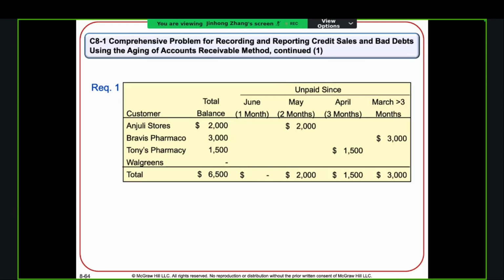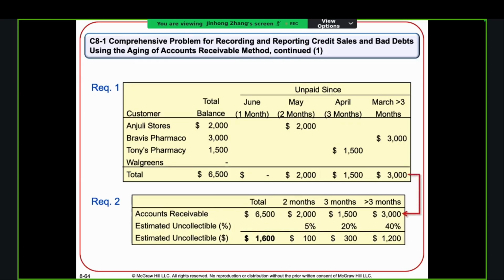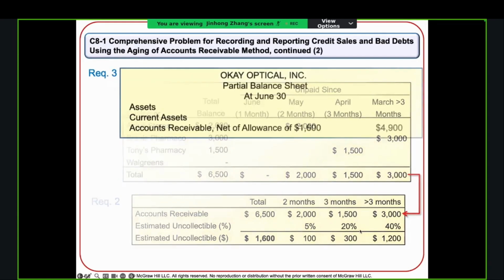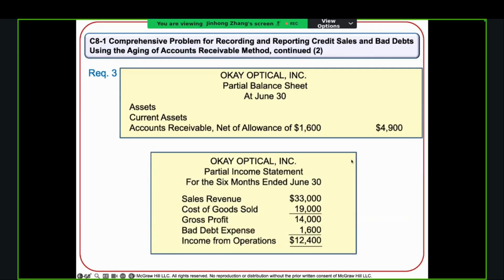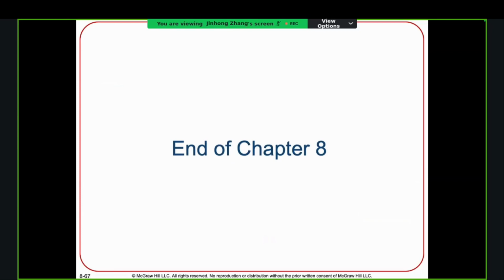So here, this is again an AR aging, accounts receivable aging summary report. And based on your past experience, you can estimate the uncollectible accounts. And then you can book the allowance. And that allowance, in the income statement, is the bad debt expense. So conservatively, we account for that.